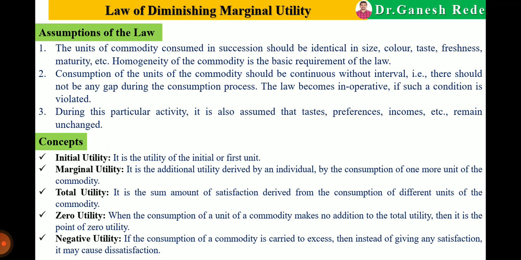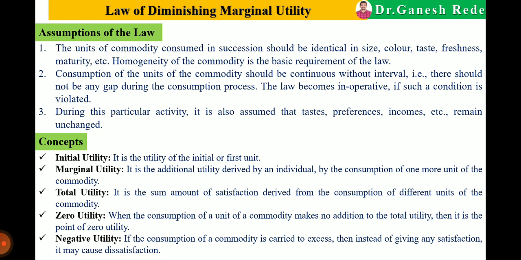Now we must know some concepts. The first concept is initial utility. The utility derived from the consumption of the first unit of commodity is the initial utility. Then second, marginal utility. It is the additional utility derived by an individual from the consumption of one more unit of commodity. What is marginal utility? It is the additional utility.